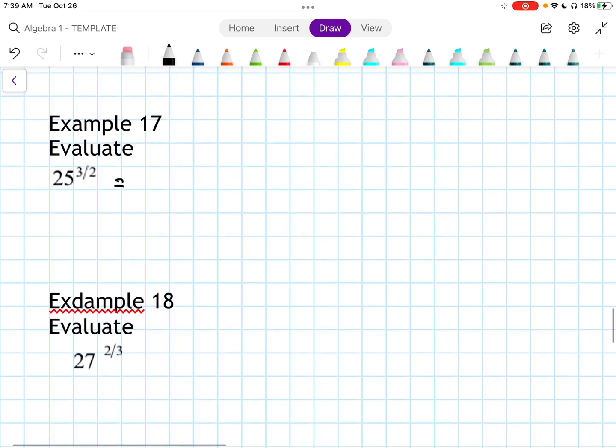Here we have the square root of 25 cubed. Well, the square root of 25 is 5, cubed. 5 cubed is 125.